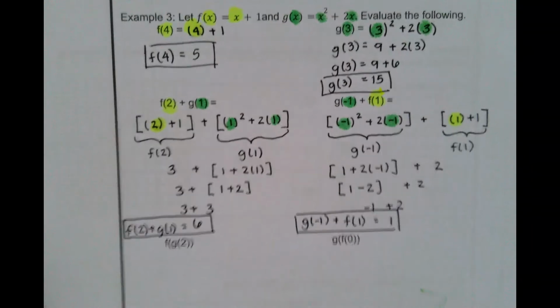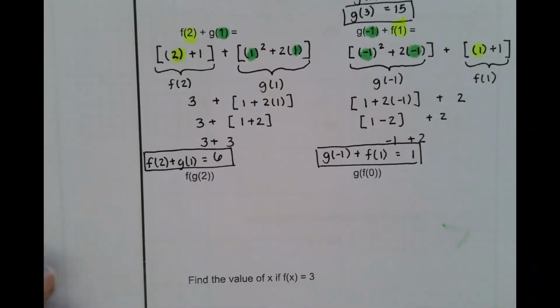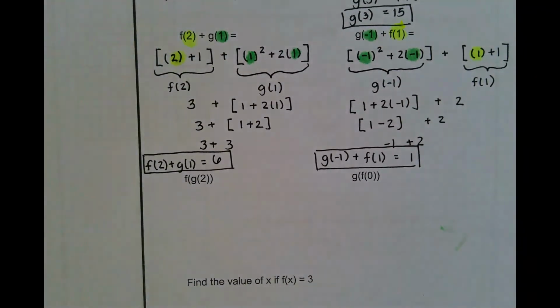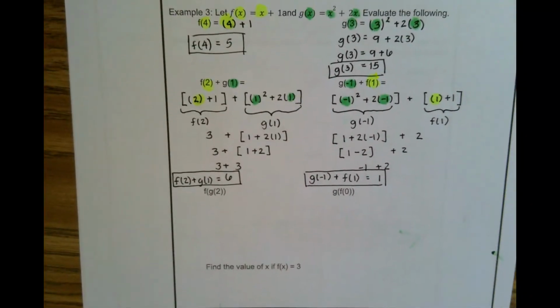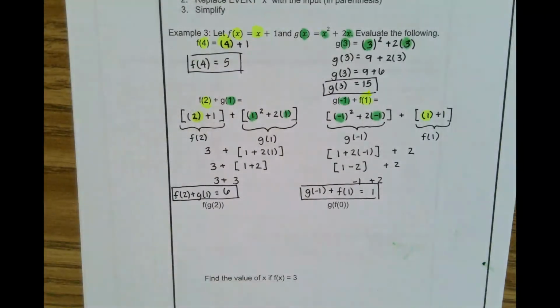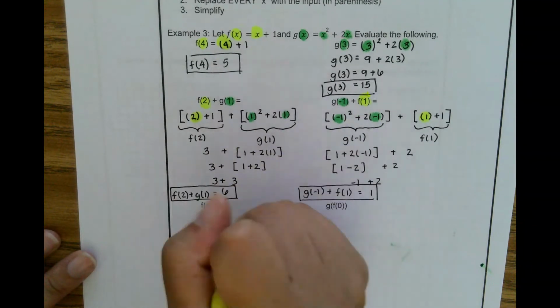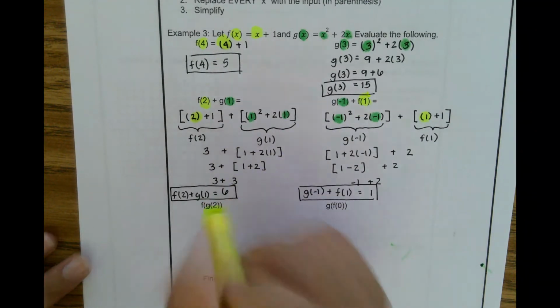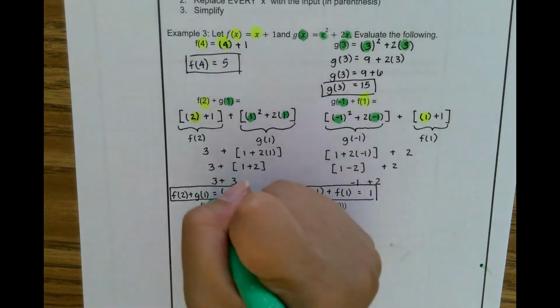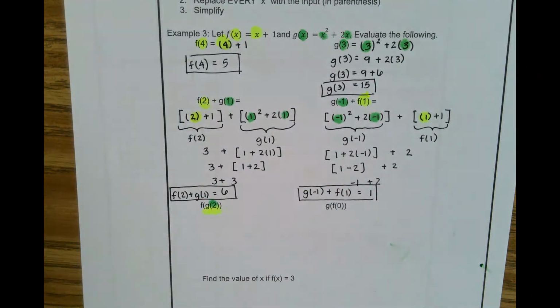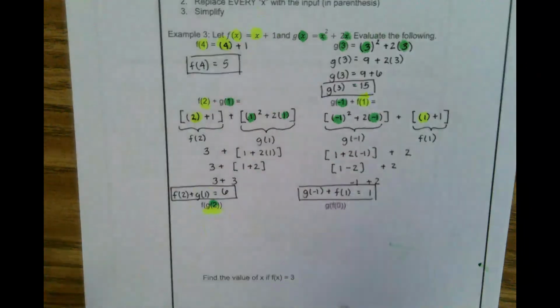Then here is our next one. This one is a little bit more complicated. What we see is f of g of 2. So I'm going to plug in whatever g of 2 is into the f function, and then I'm going to plug in 2 here into the g function. So what does that look like?